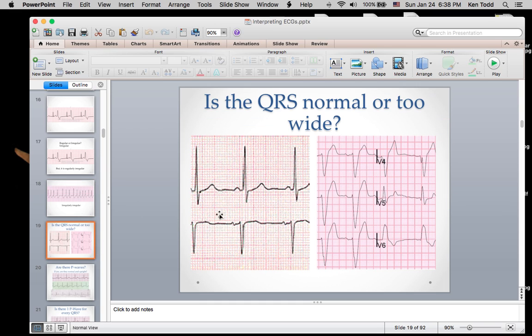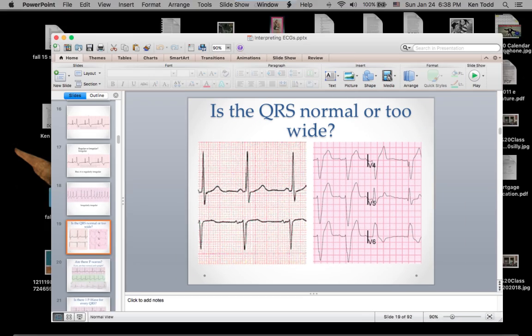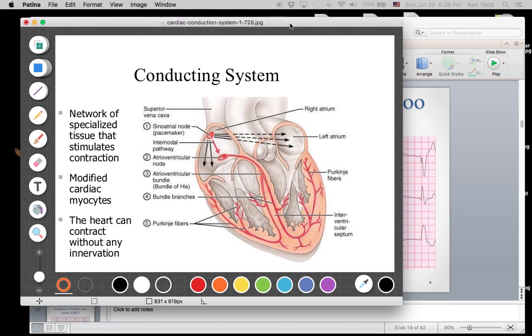Then you want to look at your QRS. Is it normal? Is it less than 0.12 seconds in width, or 3 of those little boxes in width? Or is it too wide? All right, now if we go back to our conventional electrical pathway, if it follows this signal right here, it should take it less than 0.12 seconds to complete that.